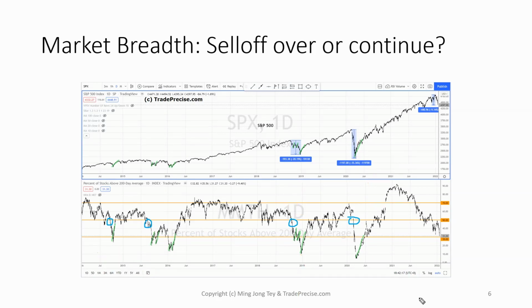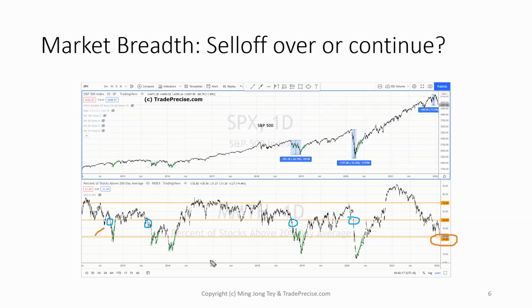So when the market breadth actually dipped below the 50% level and then failed to reclaim the 50% level, there will be trouble ahead. You can see that right after this, there is a continuation to the downside, and most likely it will just dip below 30% as well. So 30% is like the oversold level, or you can call it the capitulation line. It's just deeply oversold.